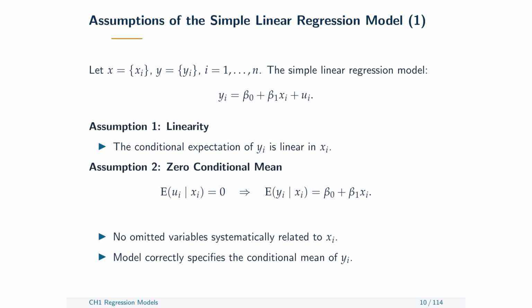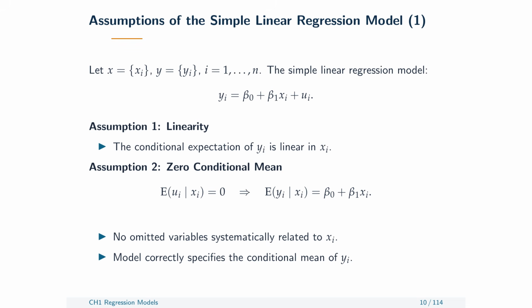The central exogeneity condition is zero conditional mean. It says that the expected value of the error, given x, is 0. Equivalently, the conditional expected value of y equals beta 0 plus beta 1 times x. This condition links the fitted relationship to the population parameter that we want to learn.